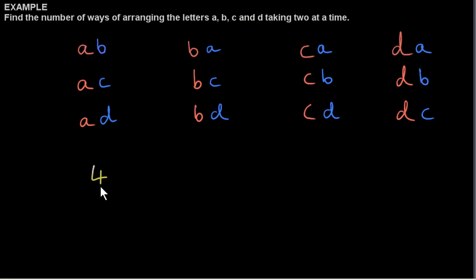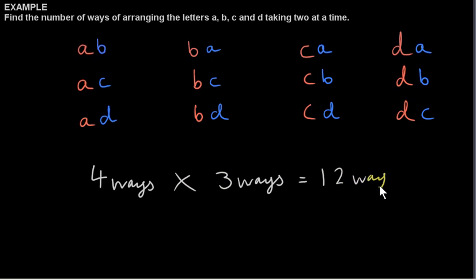So we have 4 ways to select the first letter. They're the letters in red. And for each of those 4 ways, we have 3 ways of selecting the second letter. So by the fundamental principle of counting, we just multiply these together to get our answer of 12.